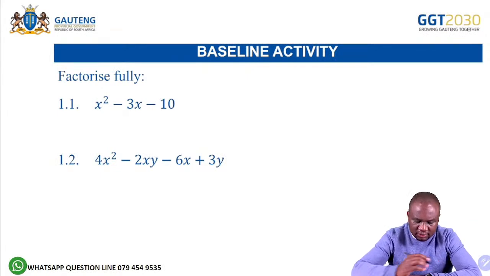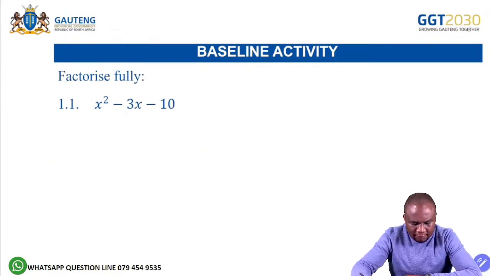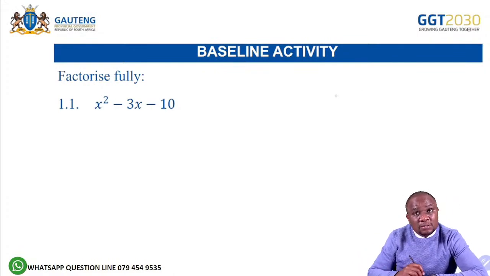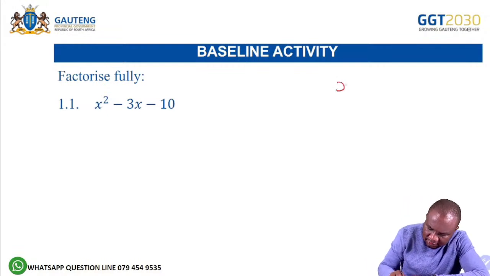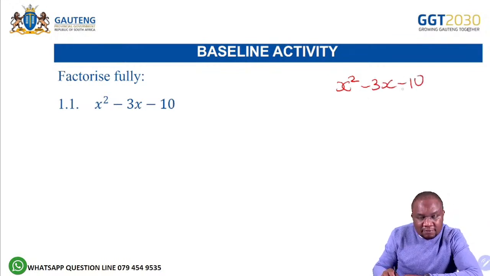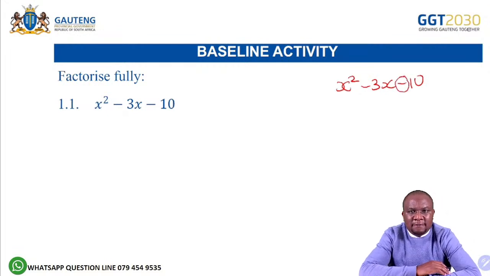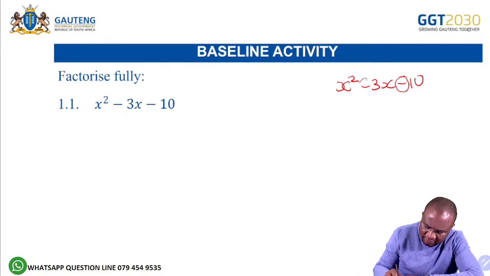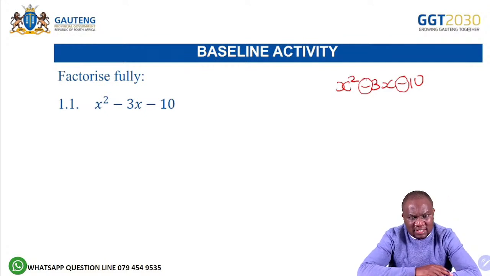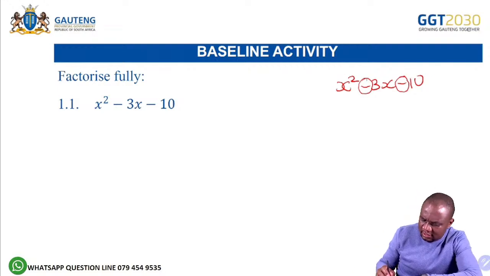Let's mark our work. Right, the first one, what did we say last week? We said we're going to look for the factors of negative 10. Let's have our expression here: x squared minus 3x minus 10. Right, this negative 10 means that one factor is positive and the other factor is negative, isn't it? And then this negative here tells us that the bigger factor is the one which is negative. Let's look at the factors of 10 that can give us 3.